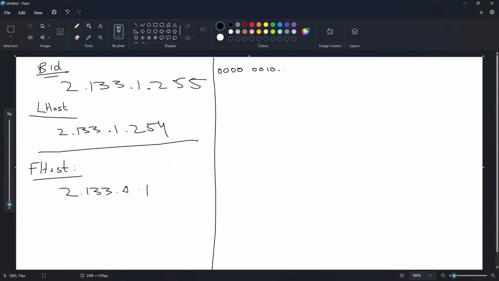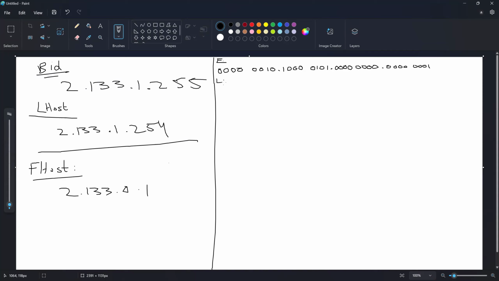And what's 133? I'll just convert it using the converter. This is 1 and then 4 zeros, 1, 2, 3, 4, 1, 0, 1. The third one is just 0, so it's all 0s. Fourth is 1, so 0, 0, 0, 0, 0, 0, 0, 1. Okay, that is the first host.